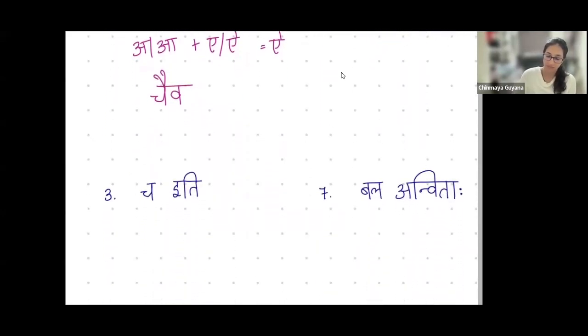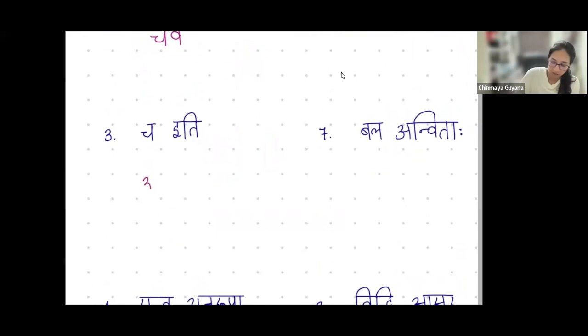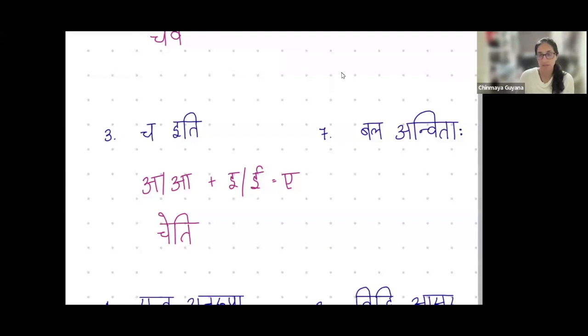Ch iti. A or A plus I or E equals E. So this will be chet. Simple? Simple. Good.